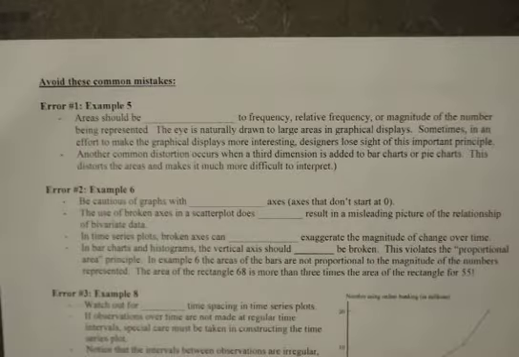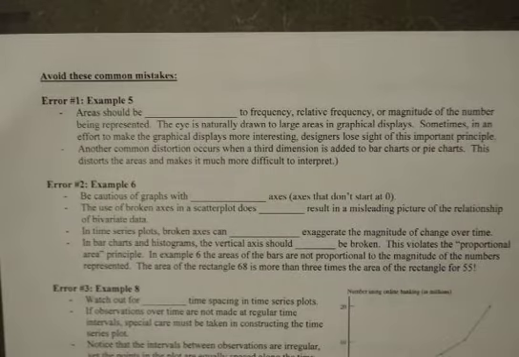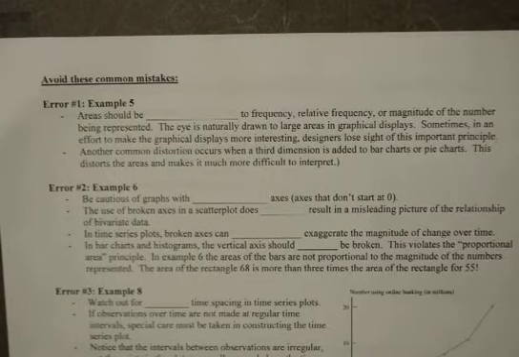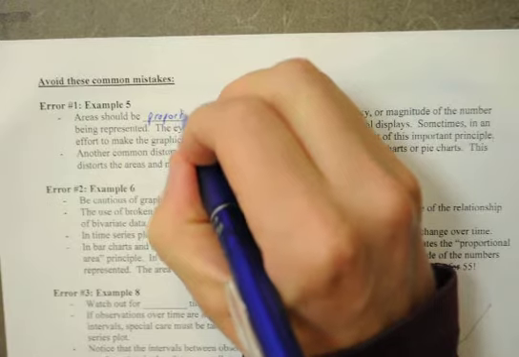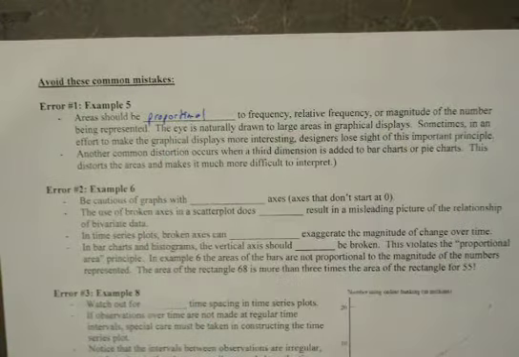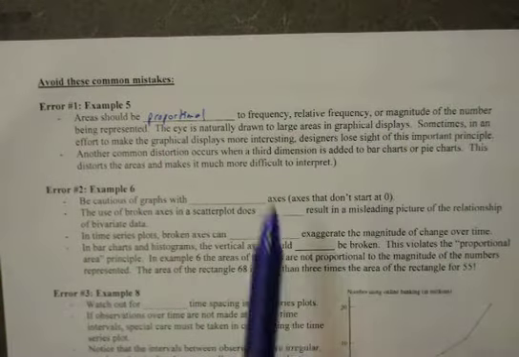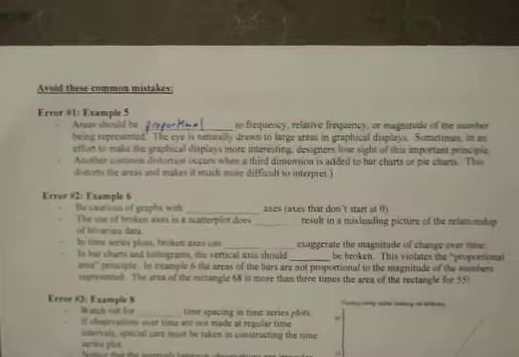Let's see here on the back. I've got example 5 for the cow milk graph. Areas should be proportional to the frequency. Please pause the video and read through the rest of that.